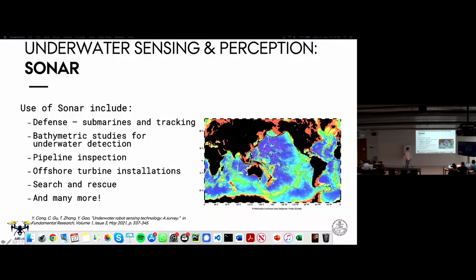bathymetric studies for underwater detection. This is something that is quite broadly used, mapping the surface or the floor, the sea floor, and then we'd be able to know exactly what's underneath the water. Pipeline inspection, I know quite a few of you work on that. Offshore turbine installations, search and rescue, many more. Basically, it's the best thing we know how to do in the water, at least for now, and it's being used as such for anything that we could say.